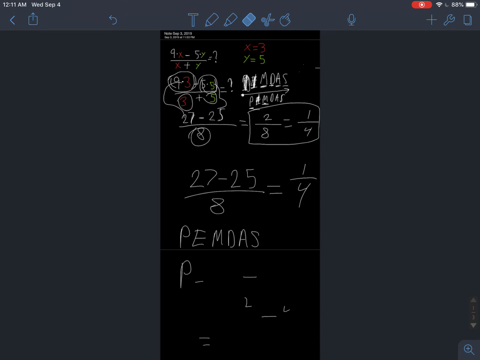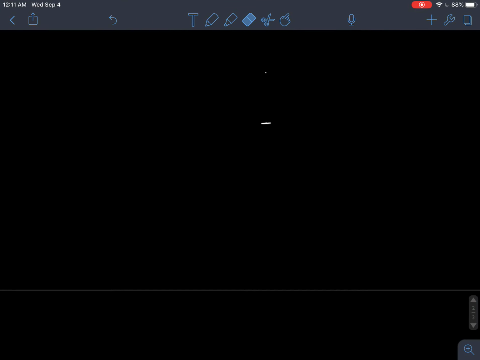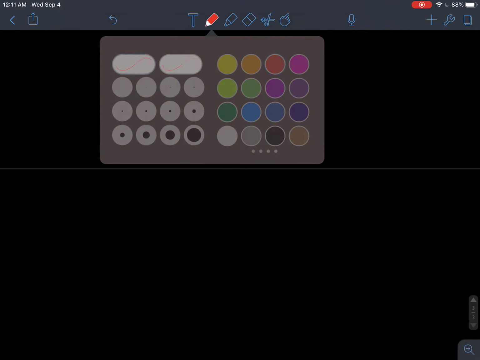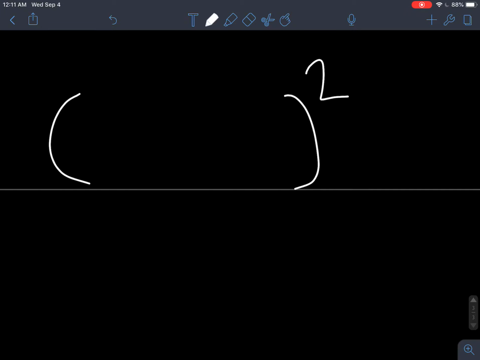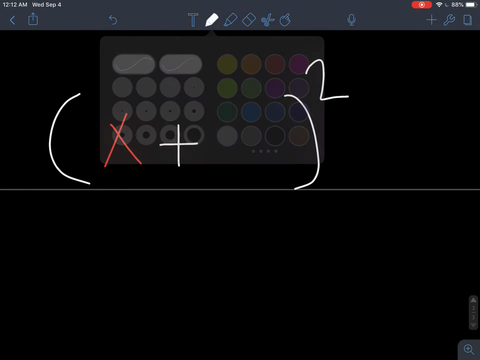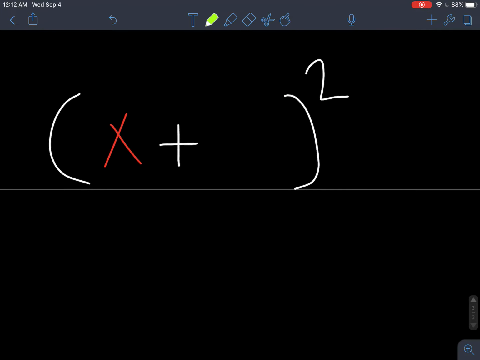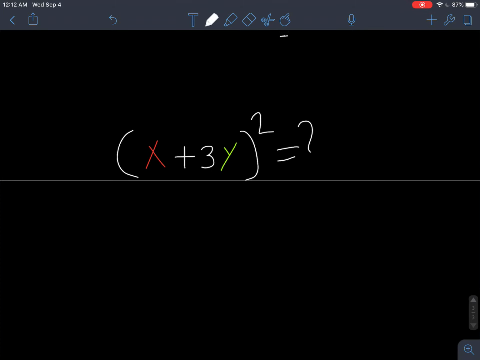Where is Notability? Okay. Let's see what we have here. x was all in parentheses, remember? I forgot to do that. So you have (x plus 3y) squared, equals something. We don't know what it is yet, right? We gotta solve for that.